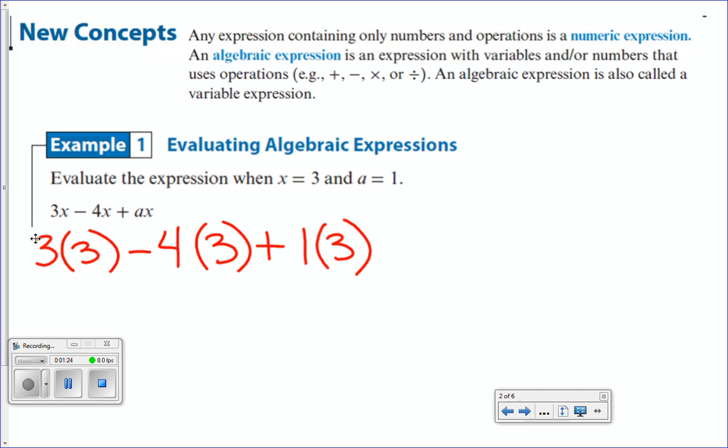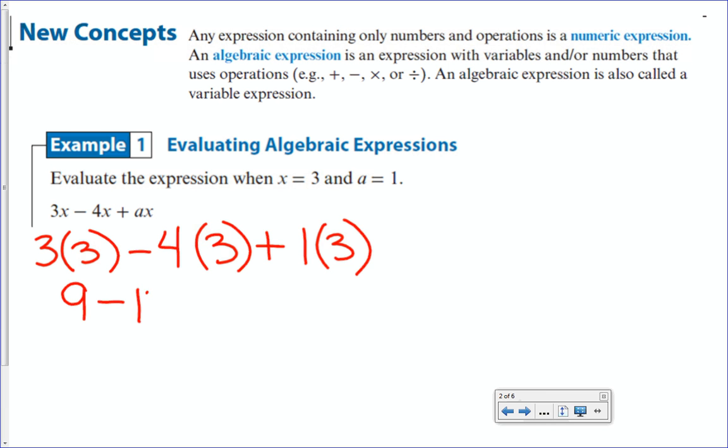3 times 3 is 9, minus 4 times 3 is 12, plus 1 times 3 is 3. And now we're going to follow order of operations and start by subtracting from the left to the right. 9 minus 12 is negative 3. Now we're going to add 3, and that gives me 0.